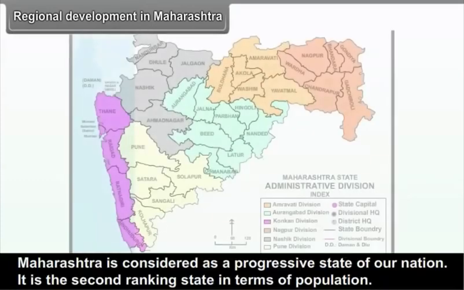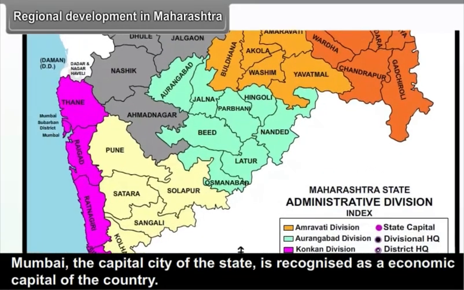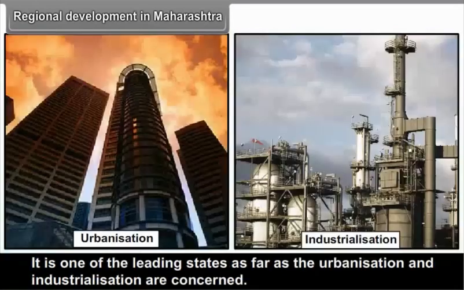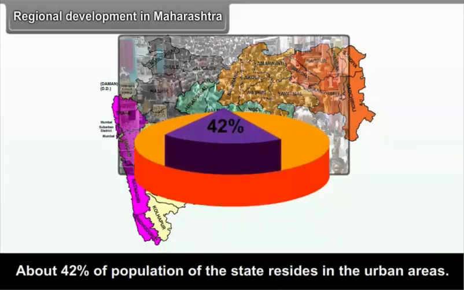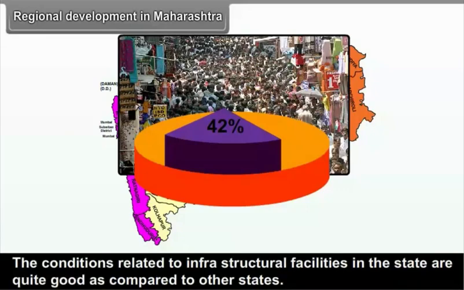(8.4) Regional development in Maharashtra. Maharashtra is considered as a progressive state of our nation. It is the second ranking state in terms of population. Mumbai, the capital city of the state, is recognized as the economic capital of the country. It is one of the leading states as far as urbanization and industrialization are concerned. About 42% of the population of the state resides in urban areas.